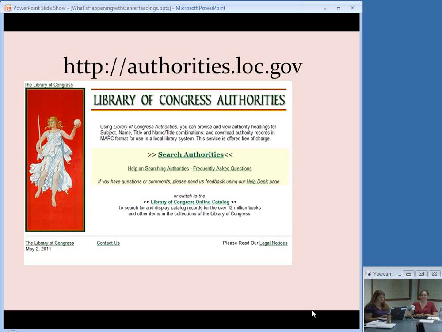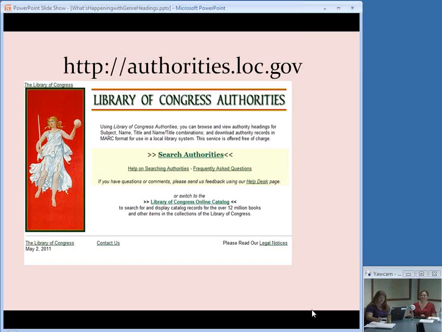Unfortunately, I have to say that finding the genre terms is not the most user-friendly thing on the authorities website. I went back and checked this just this morning. I don't know if everybody knows, but this presentation was originally supposed to be 3 weeks ago. Yes, we had some technical difficulties. And so just to make sure that nothing had changed since I originally created this presentation, I went back just this morning and looked at authorities.loc.gov, and they still do not have a separate genre index for you to search.